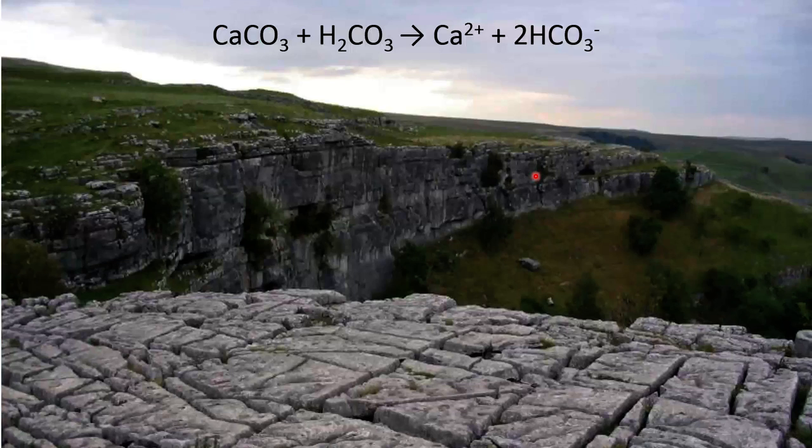So this is what you see here, that we've got this carbonic acid that's being formed by the soils that are overlying these rocks, and you get more soil in these little gullies here, and they act to enhance the acidity of the water that's attacking this limestone and dissolving it. Okay.